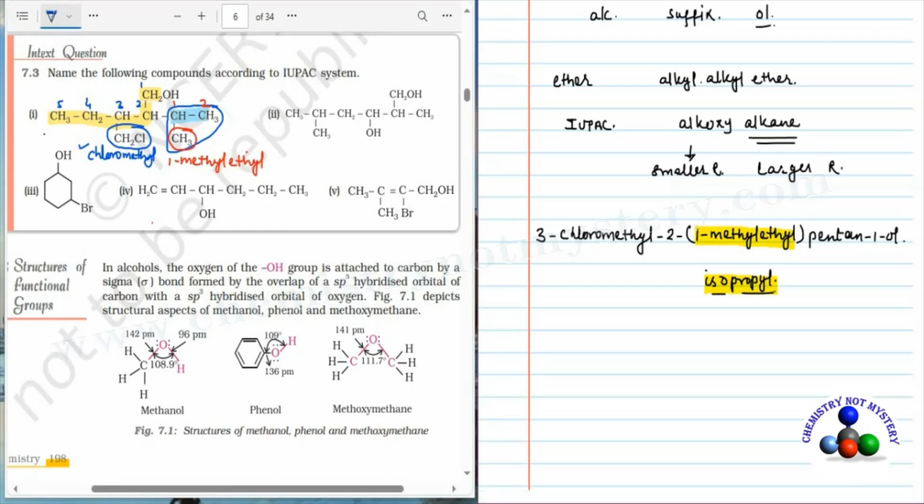Now come to the second question. Here there are 2 OH groups. Now you have to select the longest carbon chain that includes both the OH groups. So here I can select from here CH2 here till here. Now number the chain. So 1, 2, 3, 4, 5 and 6. Now identify the substituents. So there is CH3 substituent and there is another CH3 substituent. One is bonded to second carbon, the other one is bonded to fifth carbon.